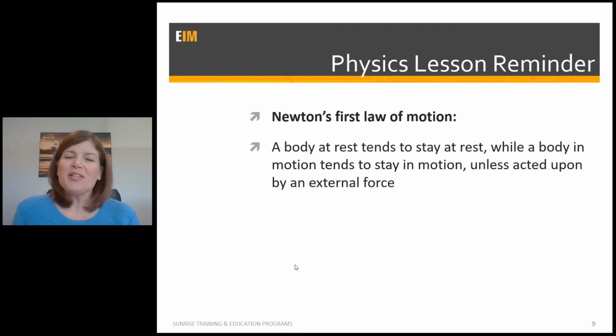So we're going to start by thinking about perhaps our high school physics. And you might remember Newton's first law of motion. And what he said was that a body at rest tends to stay at rest, while a body in motion tends to stay in motion unless it's acted upon by an external force.